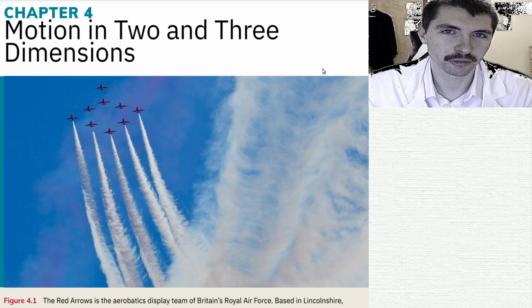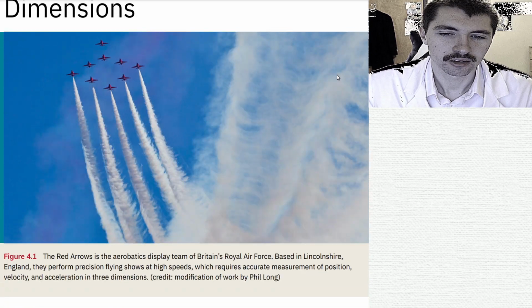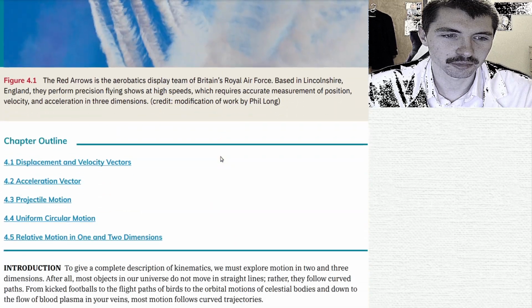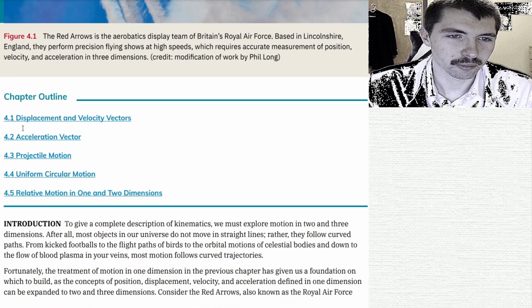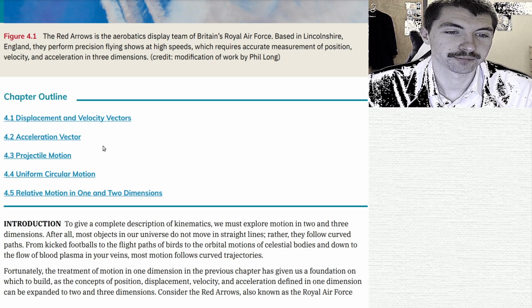It's going to be pretty similar to Chapter 3, just, obviously, in two or three dimensions. So we got a picture of airplanes, one example. What is this chapter going to be teaching us? Hopefully displacement and velocity vectors, acceleration vector, projectile motion. So everything here is parabolas, pretty much. Uniform circular motion.